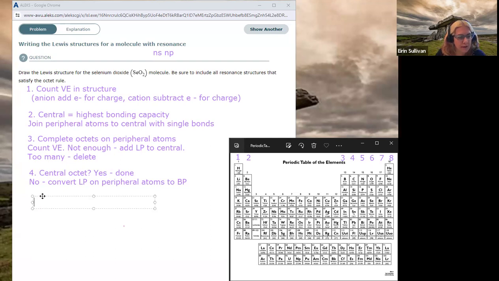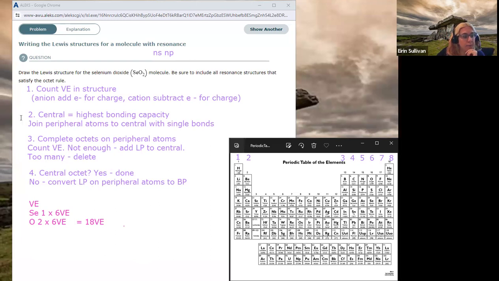Okay, so let's work through this one. We're asked to count the valence electrons first, for selenium dioxide. We've got 1 times selenium, so that's 1 times 6 valence electrons. We've got 2 oxygens, so that is also 2 times 6 valence electrons. So we have a total of 18 valence electrons in our Lewis structure. Ooh, this hasn't come up before. Both selenium and oxygen have 6 valence electrons, so they've both got a bonding capacity of 2.